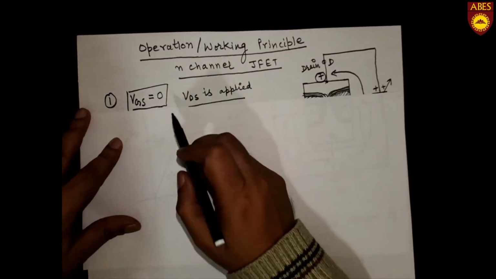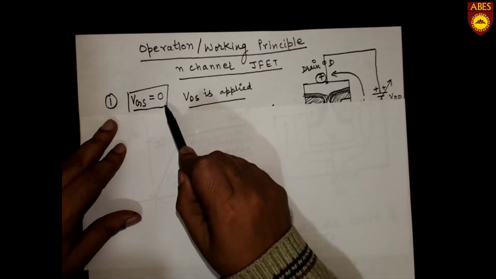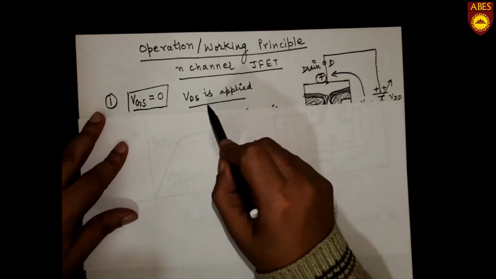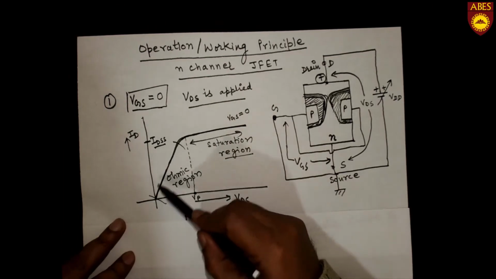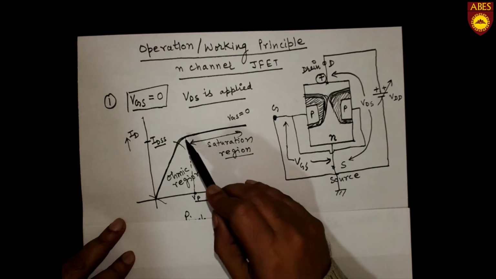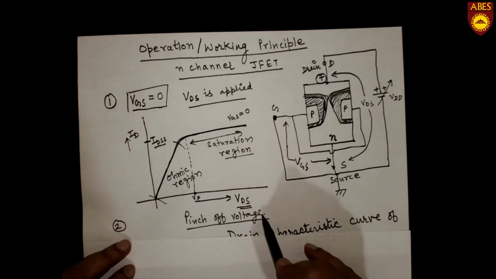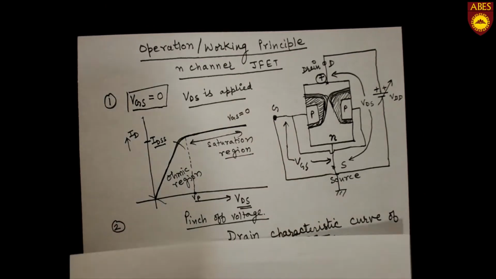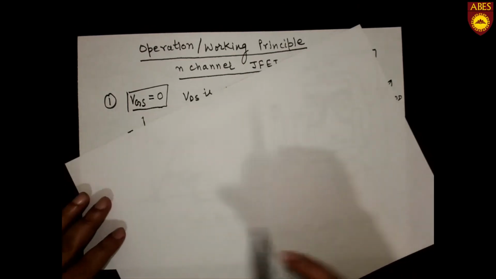What was condition 1? Condition 1 was VGS equal to 0. That means the gate terminal is grounded and VDS is applied. Then current starts increasing, and after a certain value of Vp, the current becomes constant, and that value of Vp is called the pinch off voltage, and that saturated current is called IDSS.